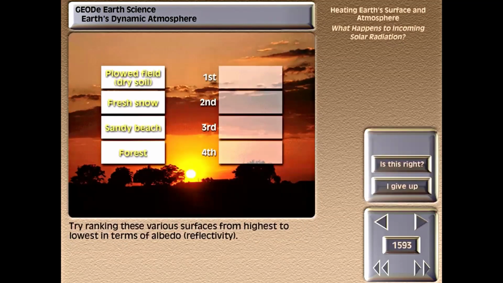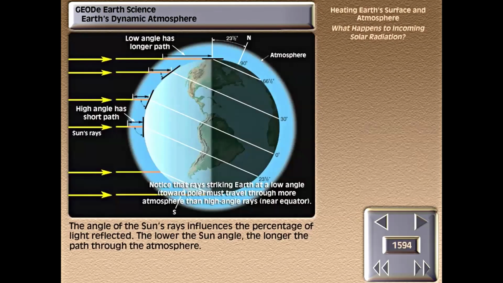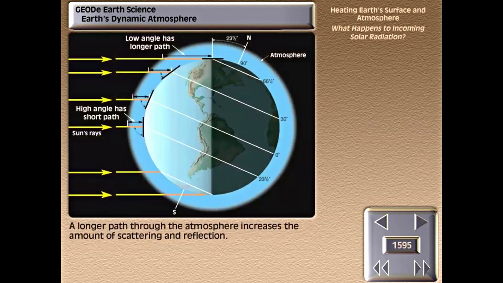Try ranking these various surfaces from highest to lowest in terms of albedo. The angle of the sun's rays influences the percentage of light reflected. The lower the sun angle, the longer the path through the atmosphere. A longer path through the atmosphere increases the amount of scattering and reflection.